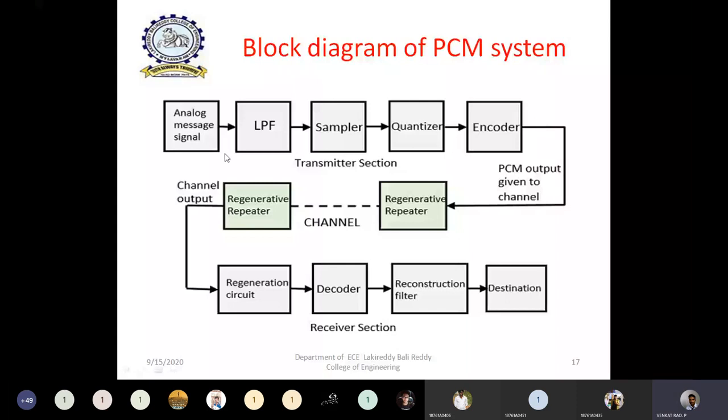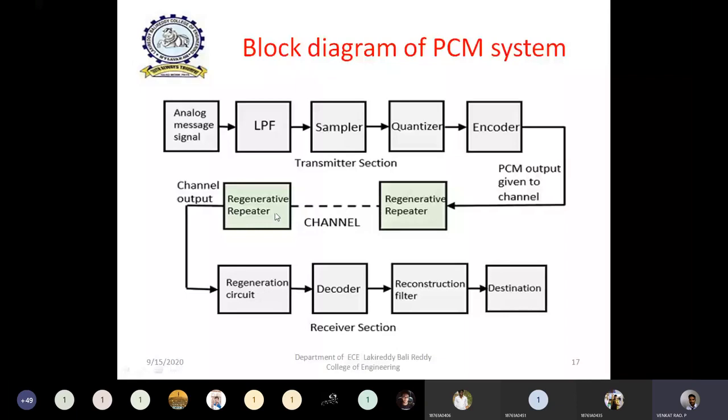We'll see this process of converting an analog signal to a digital signal in this particular experiment, and also we'll see the receiver section. But this regenerative repeater is not there in our experimental kit, because by using a PCM system generally we transmit this signal through a communication line. It may be a coaxial cable or a telephone line. If the length of the wire is very high, then we require these regenerative repeaters. Whenever there is a distortion in the PCM signal, that distortion will be eliminated.